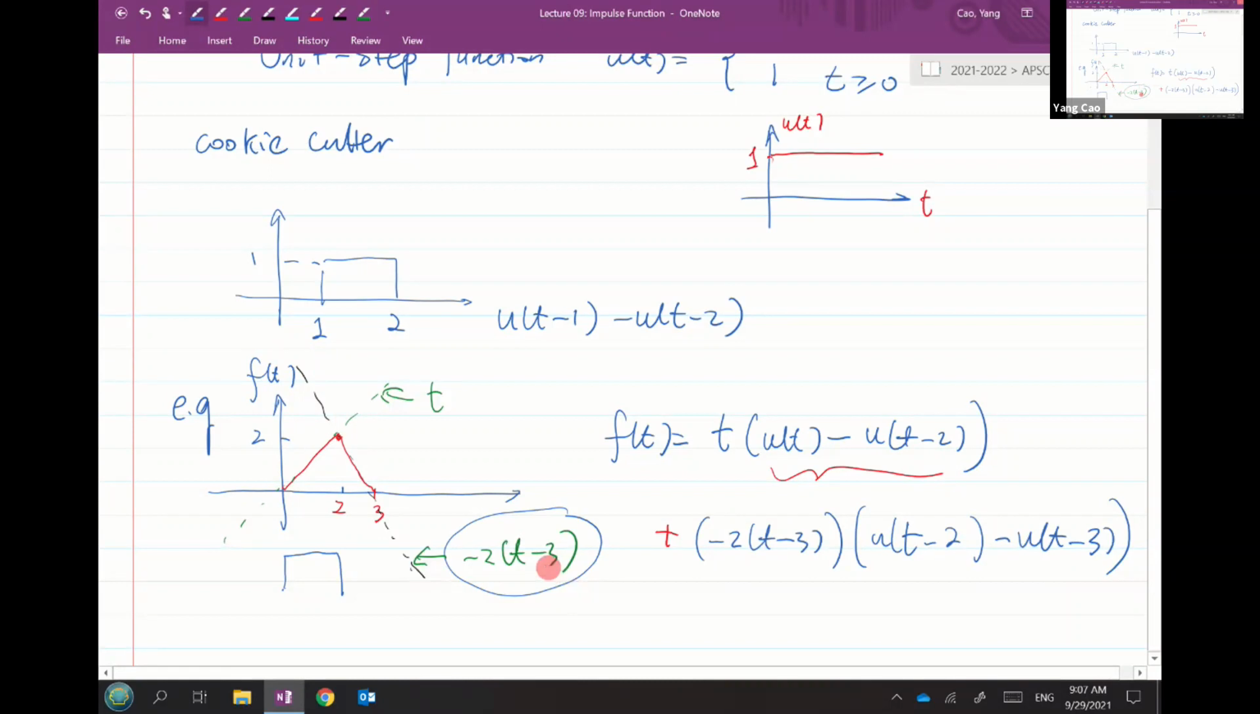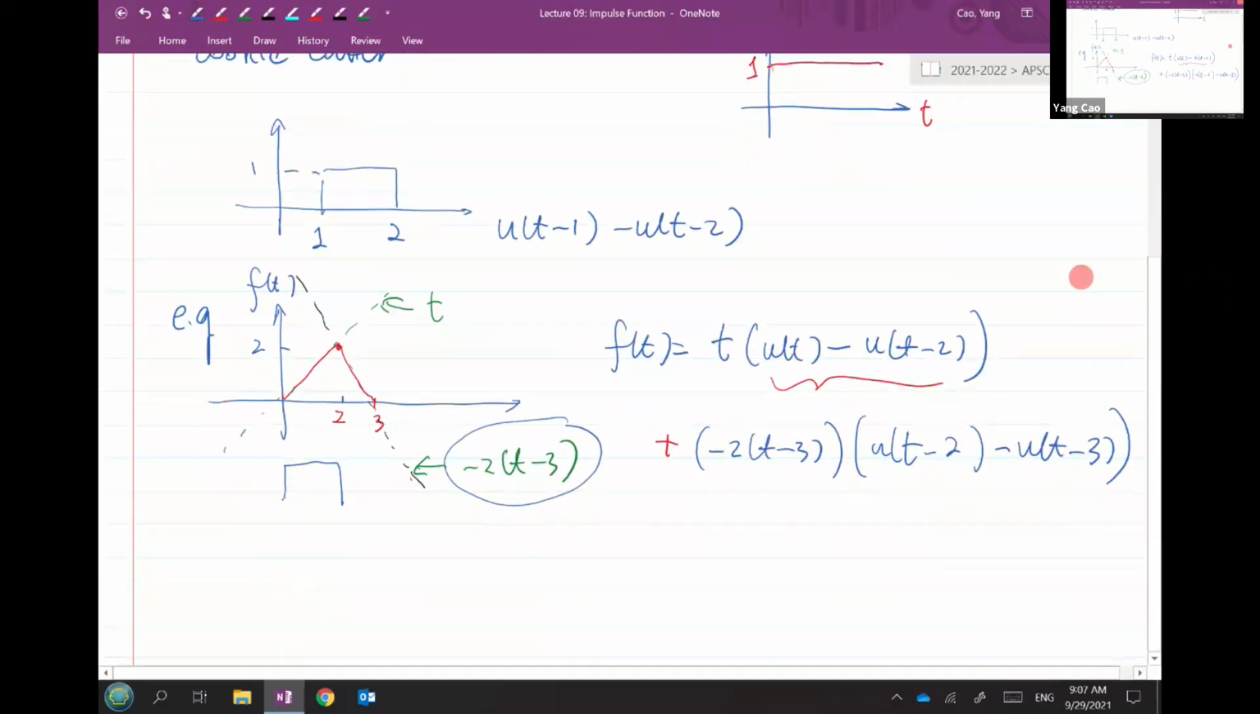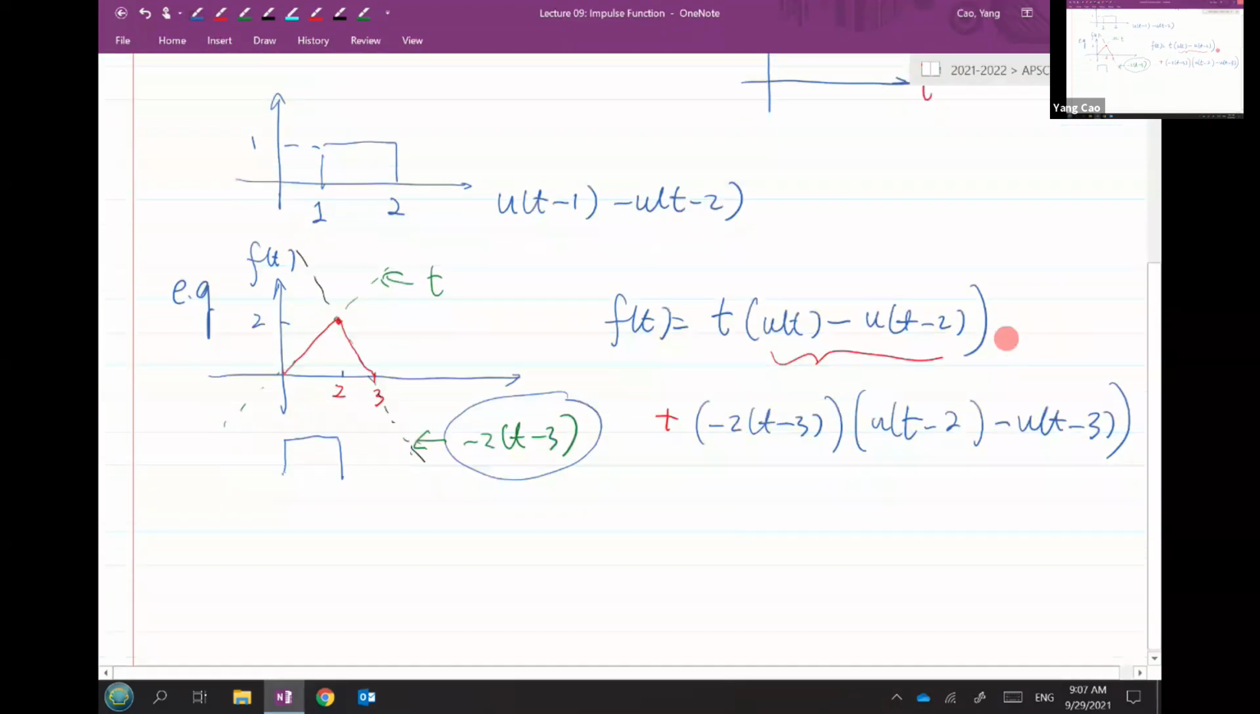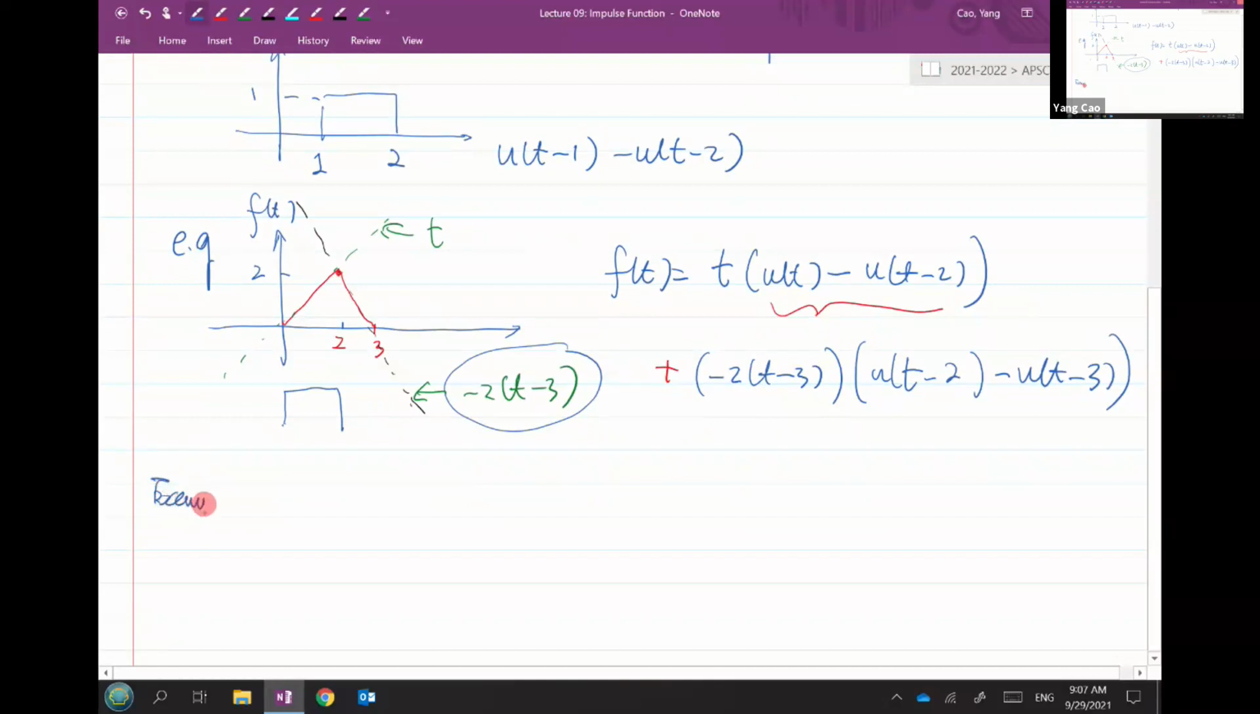Make best use of this sort of concept and you can simplify your writing of the function f of t. In this week's tutorial, you will see that when we do convolution of two piecewise functions, you certainly can do it graphically, but for every part of the graph, you can also express that using one single expression involving the unit step function. One more example about the unit step function, and then we can move on.